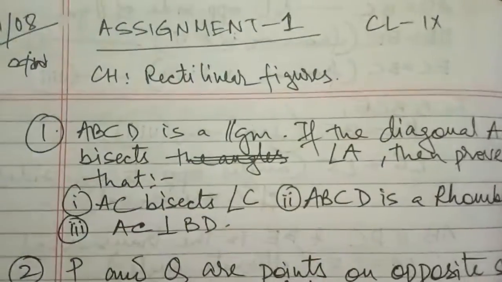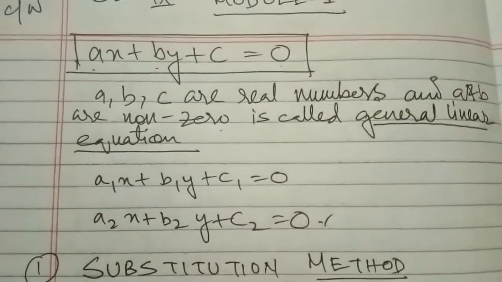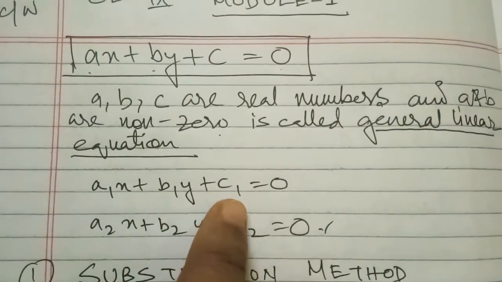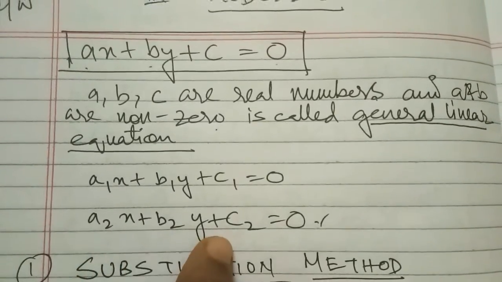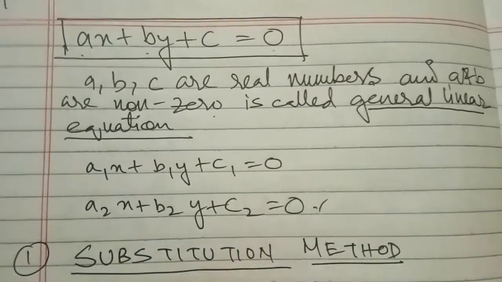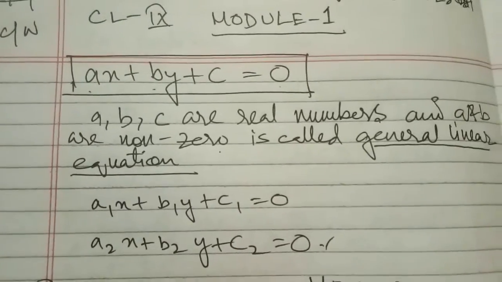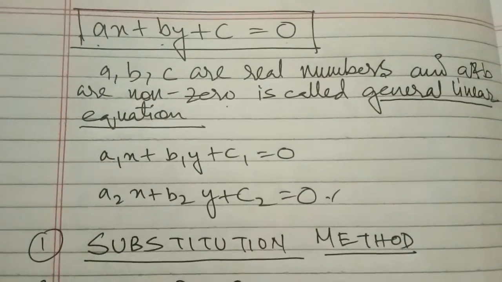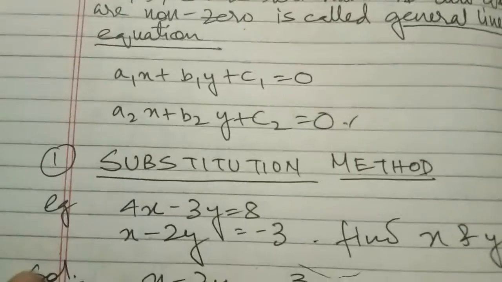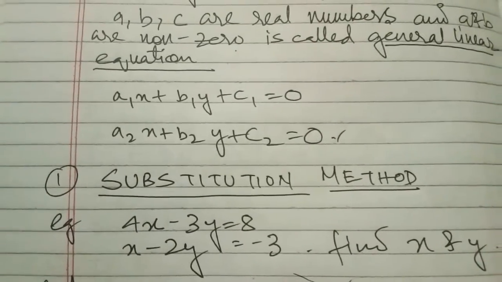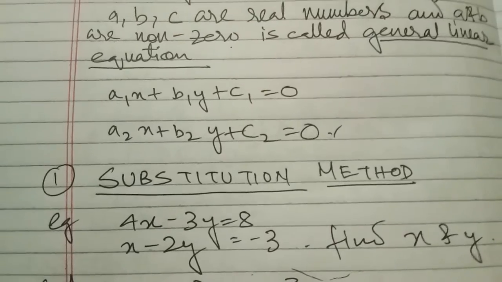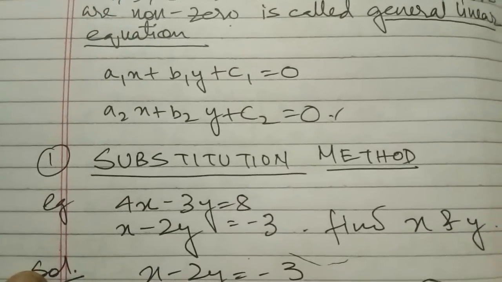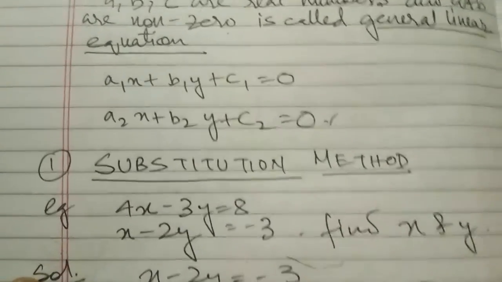Generally in simultaneous linear equations, we will have two equations: a1x plus b1y plus c1 equals 0, and a2x plus b2y plus c2 equals 0. There are four methods in this chapter. The first two we will do now: the substitution method and the elimination method. I have taken the same example and will solve it by both methods, and we will see that the values of x and y are the same.